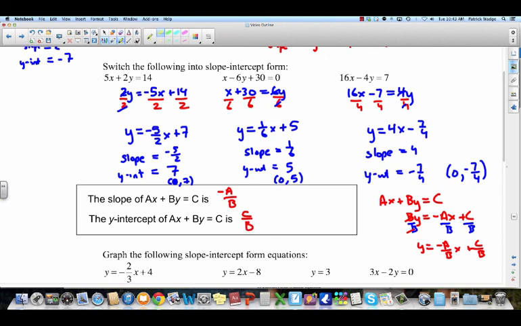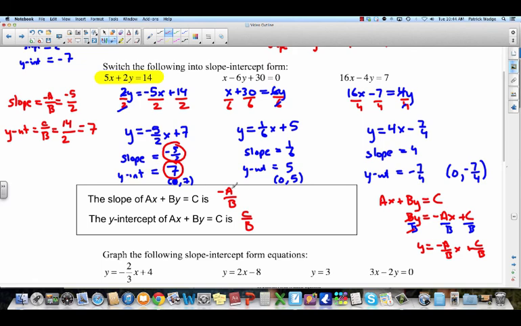Let me prove that to you by using this equation right here, which is in standard form. If I wanted to know what the slope is, I could just use negative a over b. What's a? A is 5, so it's negative 5 over b, which is 2. Negative 5 over 2. What do we find the slope is? Negative 5 over 2. Perfect. If I wanted to get the y-intercept, you could just do c over b. What's c? C is 14. What's b? B is 2. 14 over 2 is 7. Is that what we got? Yeah, it is. So it works very nicely.